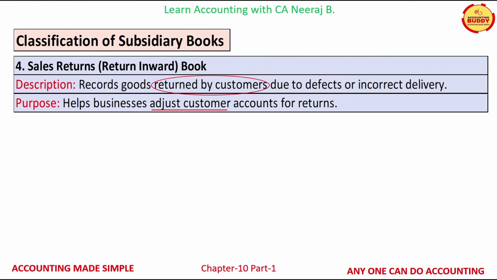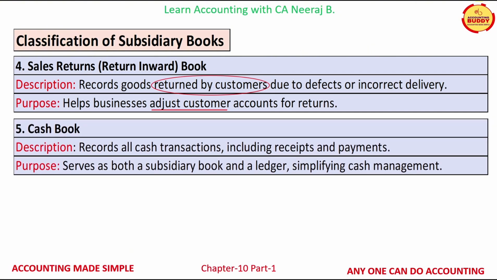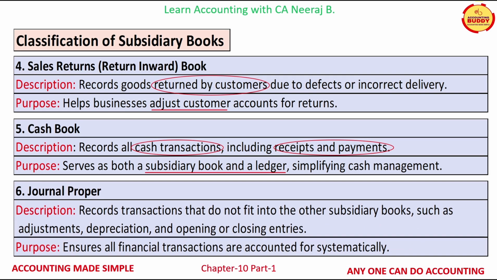Another important subsidiary book is Cash Book. Cash book records all cash transactions, including receipts and payments. It serves as both subsidiary book and a ledger, simplifying cash management. Another important subsidiary book is Journal Proper. Journal Proper records transactions that do not fit into other subsidiary books, such as adjustment entries, depreciation, and opening and closing entries. Journal Proper ensures all financial transactions are accounted for systematically.